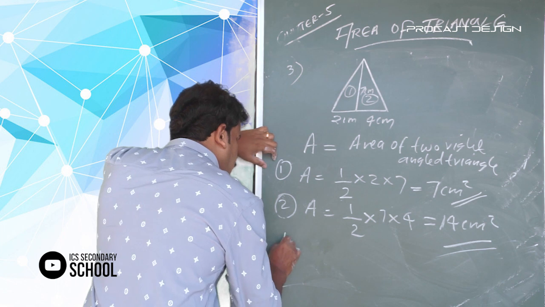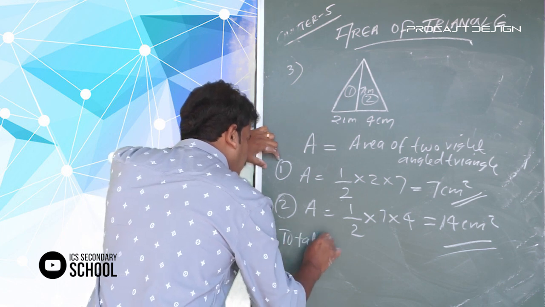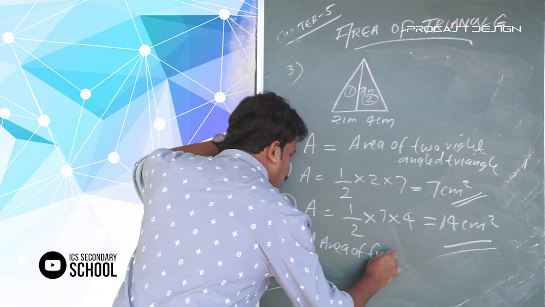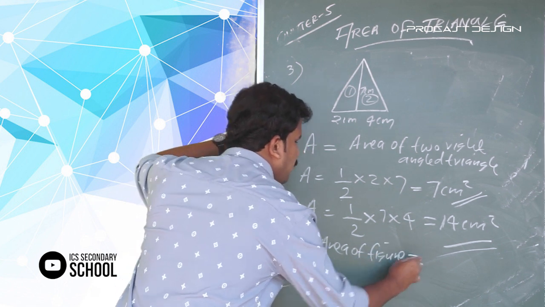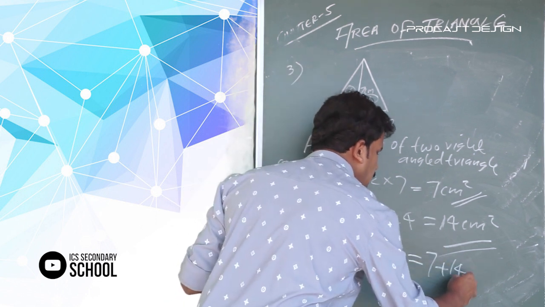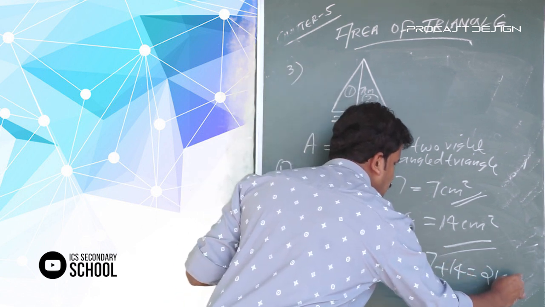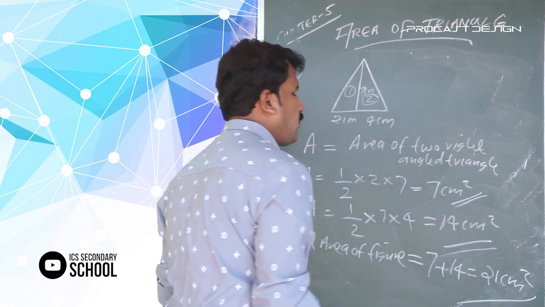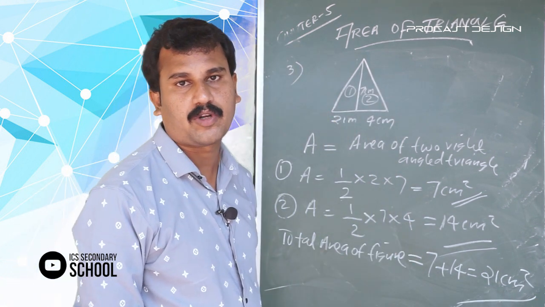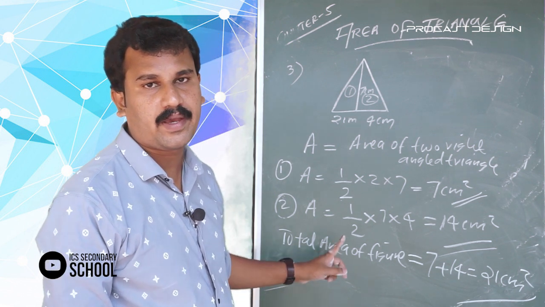So the total area of the figure equals 7 plus 14, that is 21 centimeter square. Got it? Okay?